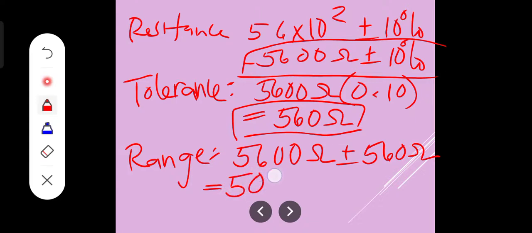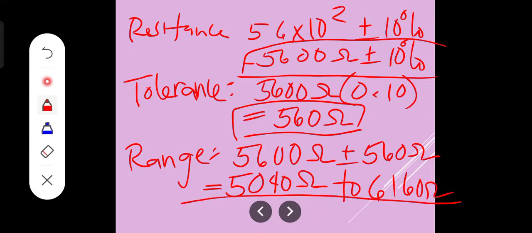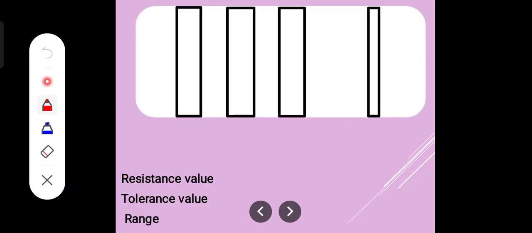This will be 5,040 ohms to 5,600 plus 560, so 6,160 ohms. So this will be the range. Okay, so in between 5,040 ohms to 6,160 ohms, we can find the actual resistance. Okay, so clear?